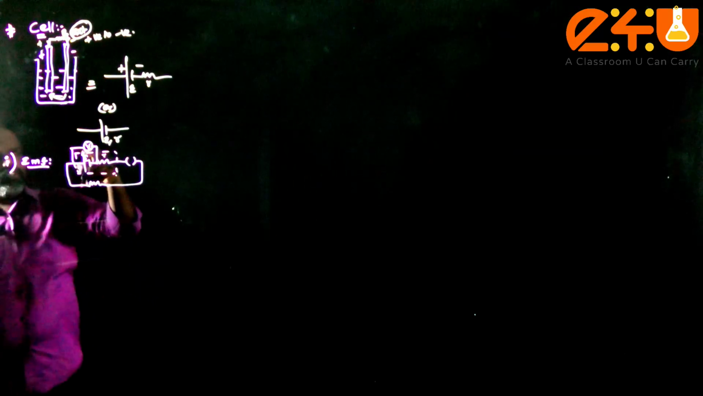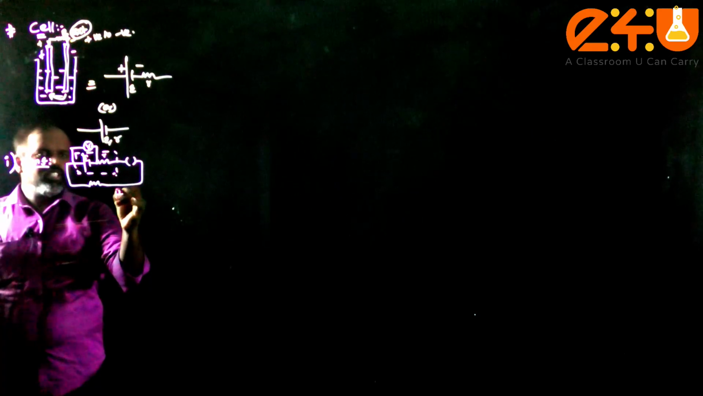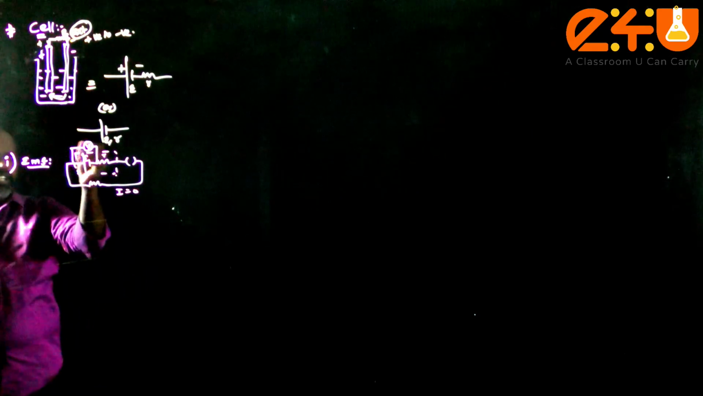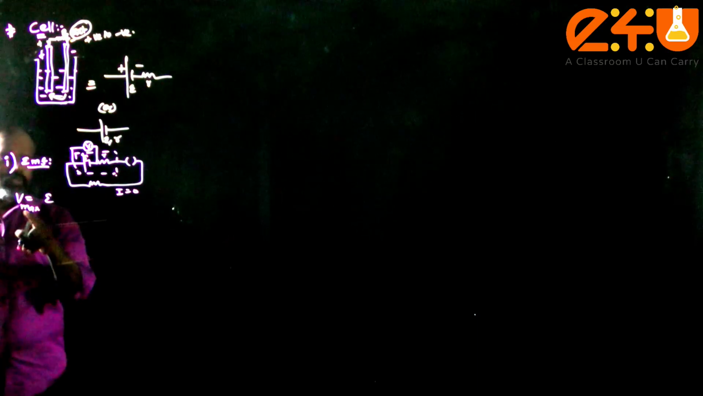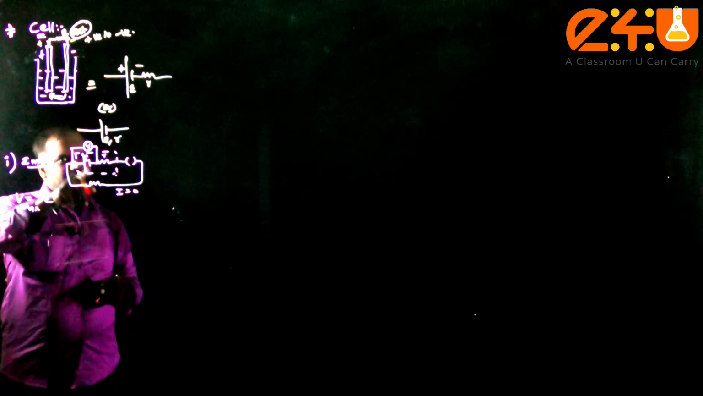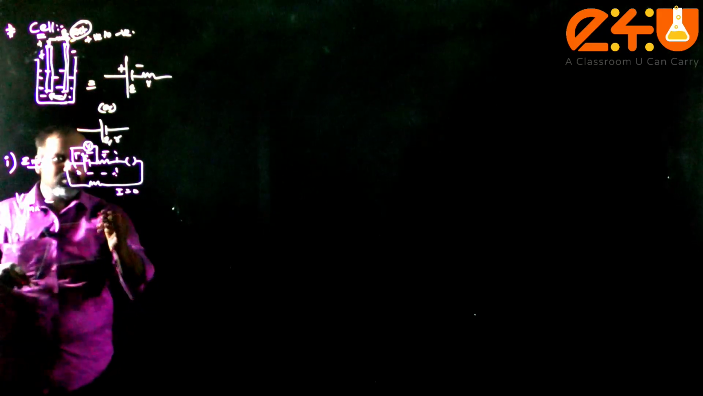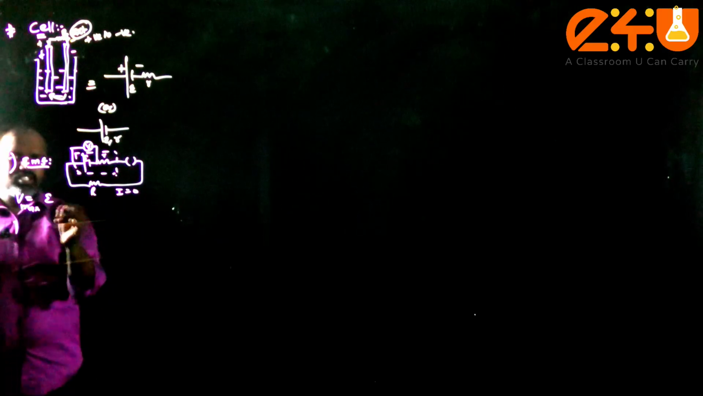The potential difference across the electrodes of the cell when there is no flow of current, that is I has to be 0, then the corresponding potential difference is nothing but EMF. The maximum potential difference across the electrodes of the cell when there is no current flow in the circuit is called EMF. The unit is volt only.